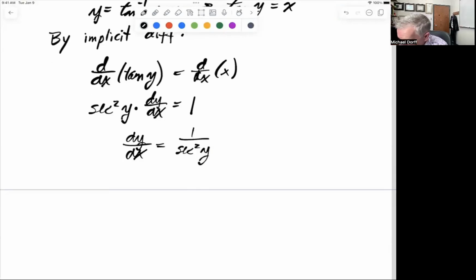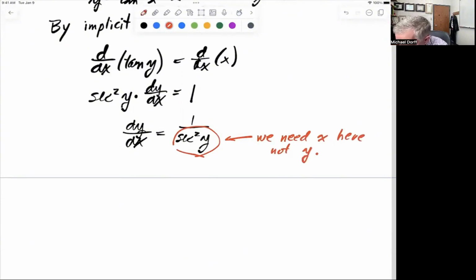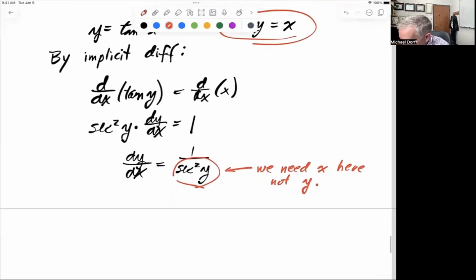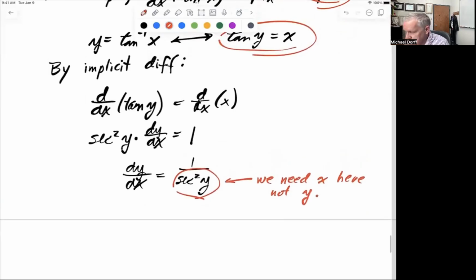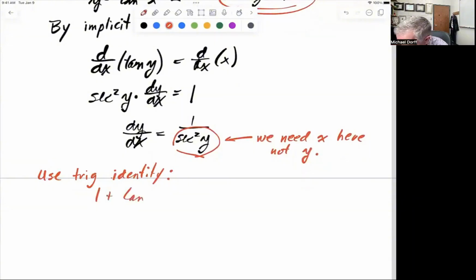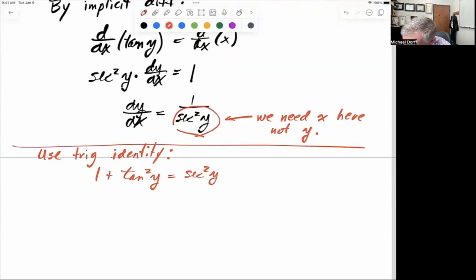Now, we'd be done, except that we want to have x's here. We don't want the y's here. How do we get rid of that? Well, the only thing we have is that we know that x equals tan y. So is there a way to rewrite secant y in terms of tangent? Because then we can put the x's in there. And we can. We use the trig identity that 1 plus tan squared of y equals secant squared y. And just as a review, where does that come from?